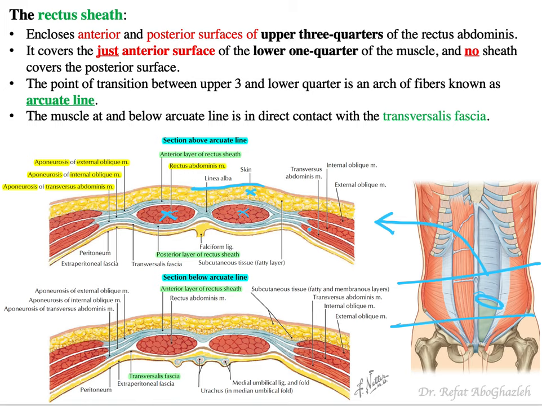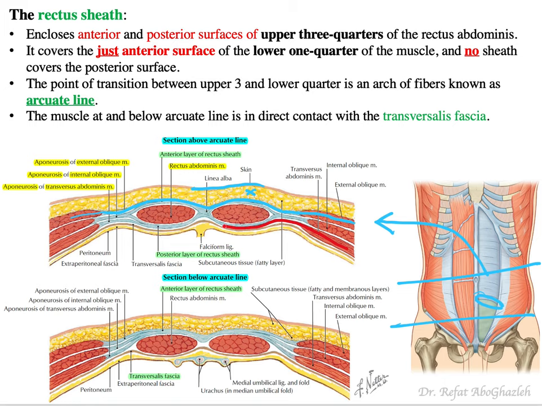So, this is the external oblique muscle, internal oblique, and transversus abdominis. Look at the external oblique muscle. As I mentioned, it continues anteriorly by an aponeurosis. This is the aponeurosis of the external oblique muscle. Okay, what about the transversus abdominis? This is the transversus abdominis, the deepest one. And this is the aponeurosis of transversus abdominis.